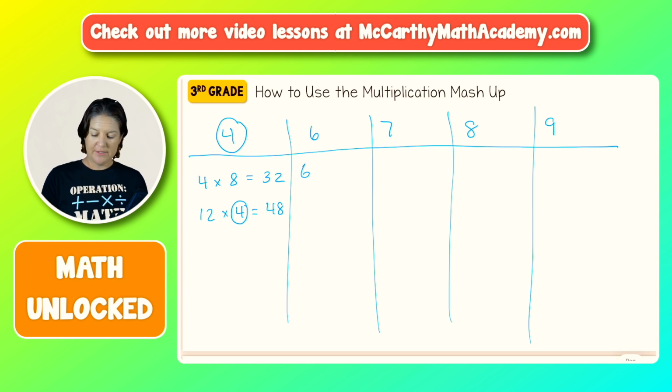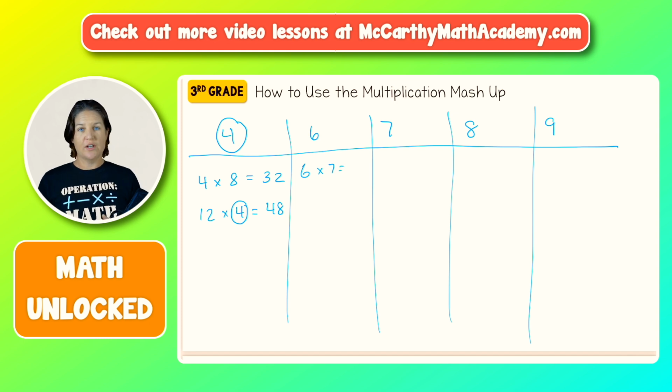Okay, how about the sixes? Let's say 6 times 7. Well, the 6 song goes like this. Hey, sixes, I just met ya. You're kind of crazy. 6, 12, and 18, 24, and 30, 36, and 42. So I have 7 fingers up, counting by 6s, and I got to 42.